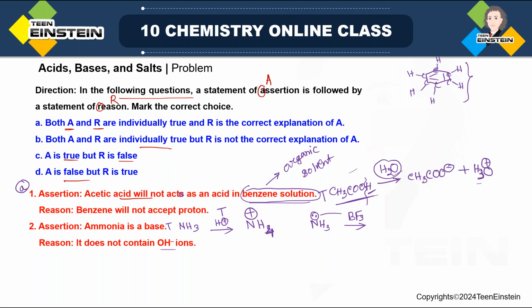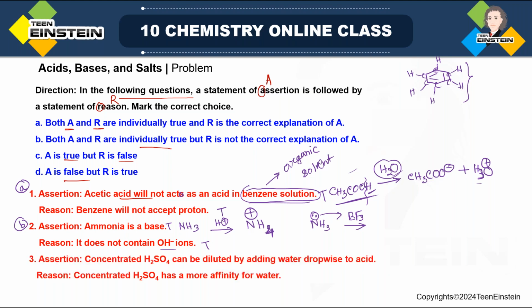So this lone pair will be donated to BF3 and ultimately it will be Lewis base. So from Arrhenius point of view, there is no OH minus ion, but that doesn't mean it is not base. So individually they are true statements, but the second statement is not explaining the first statement. So you cannot say it is the correct explanation, right? So it should be option B. Individually they are true, but R is not the correct explanation of A. Okay.